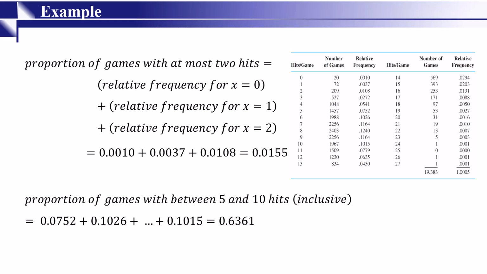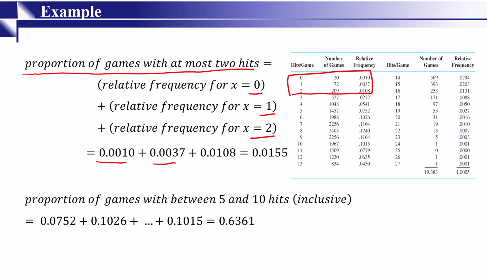Either from the tabulated information or from the histogram itself, we can determine the proportion of games with at most 2 hits and the proportion of games with between 5 to 10 hits. What is the proportion of games with at most 2 hits? At most 2 hits means 0 hits, 1 hit, and 2 hits, so up to here. We sum these numbers together and you will get this one. Then what is the proportion of games with between 5 and 10?